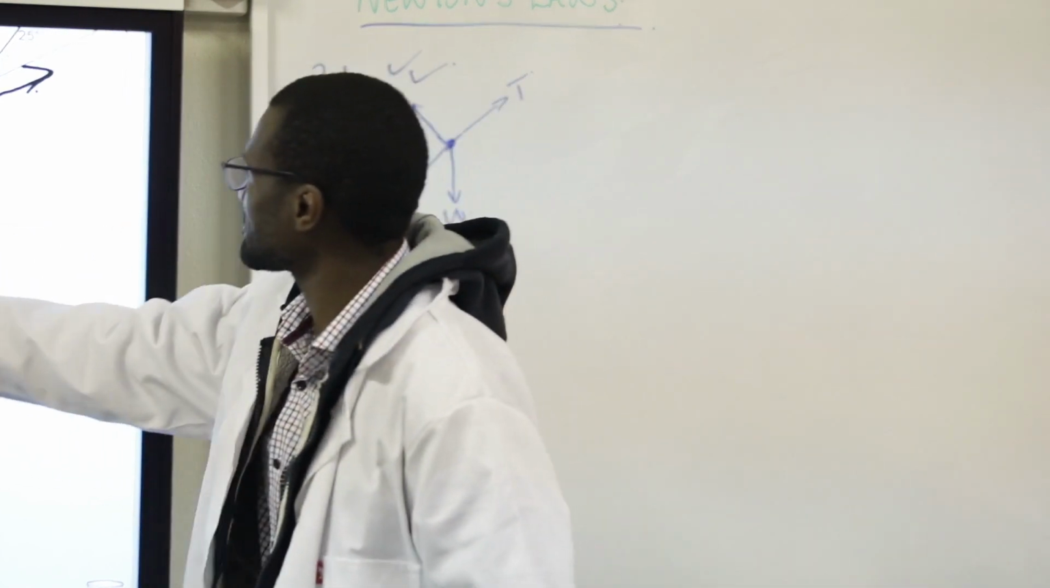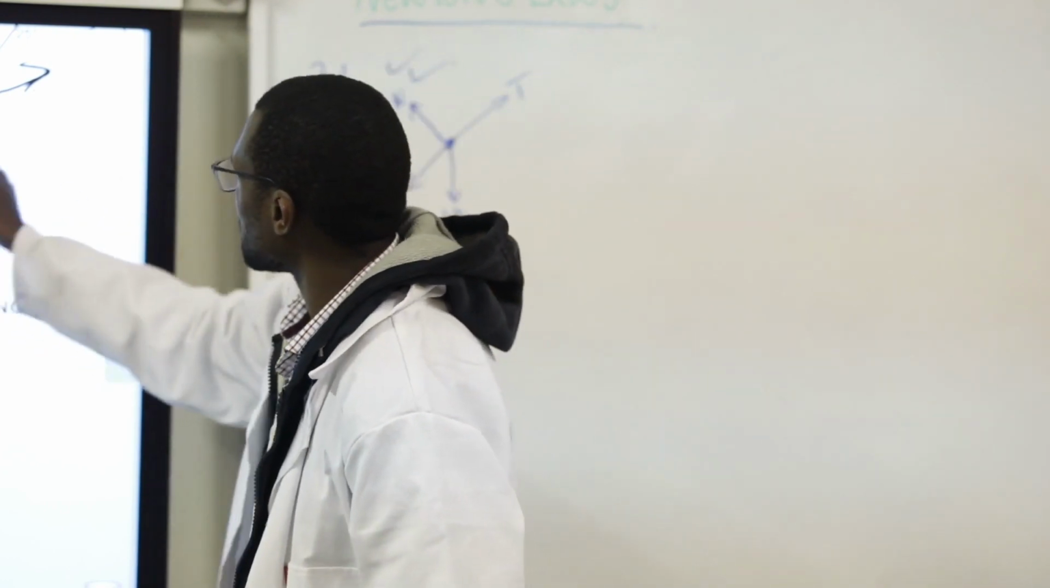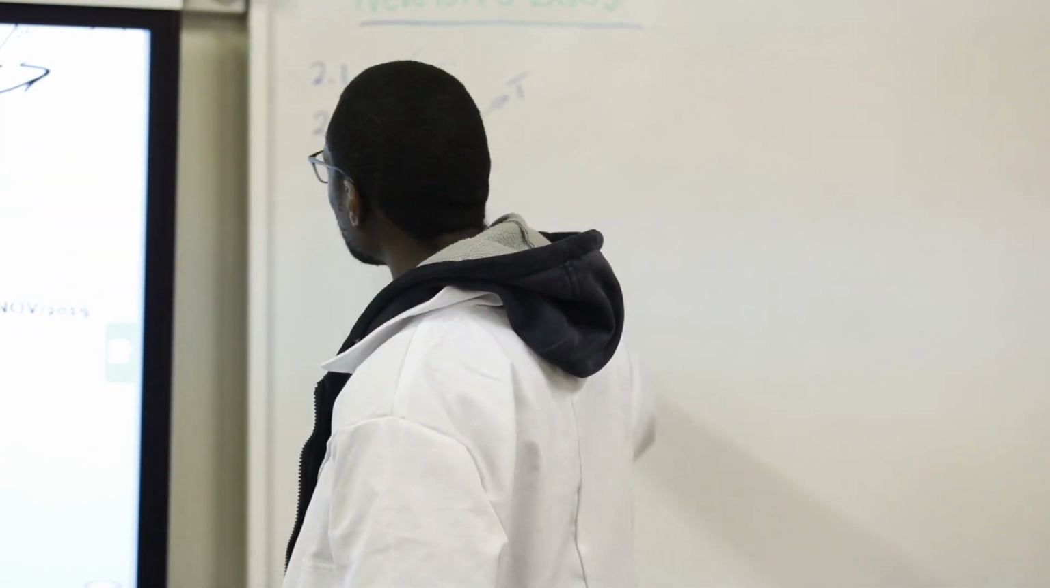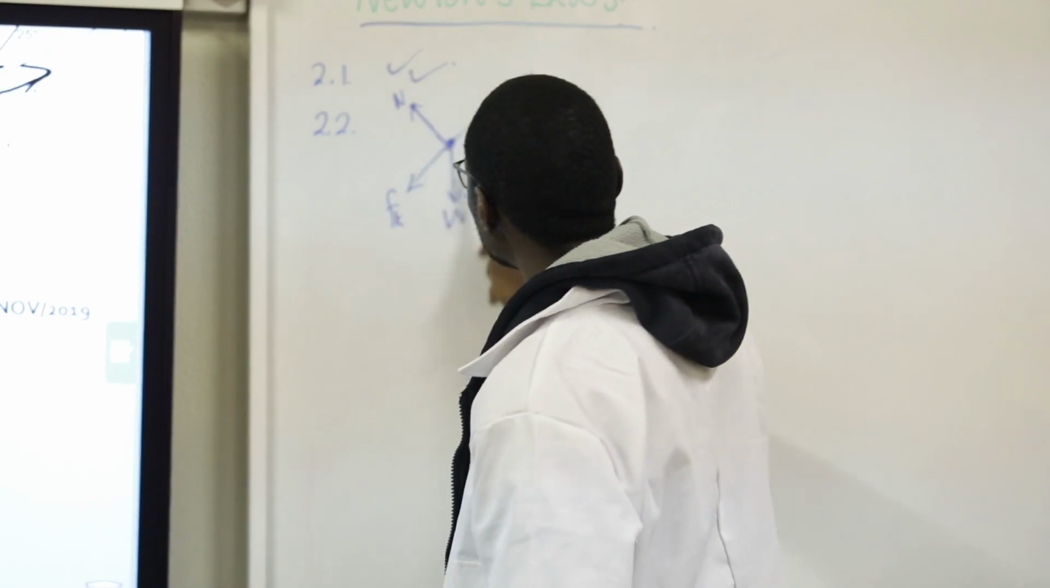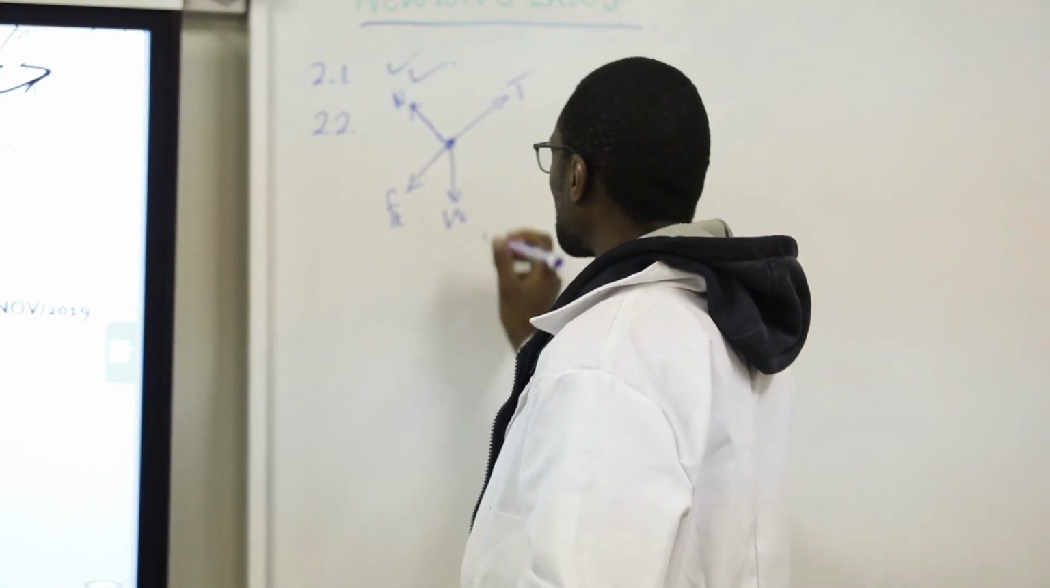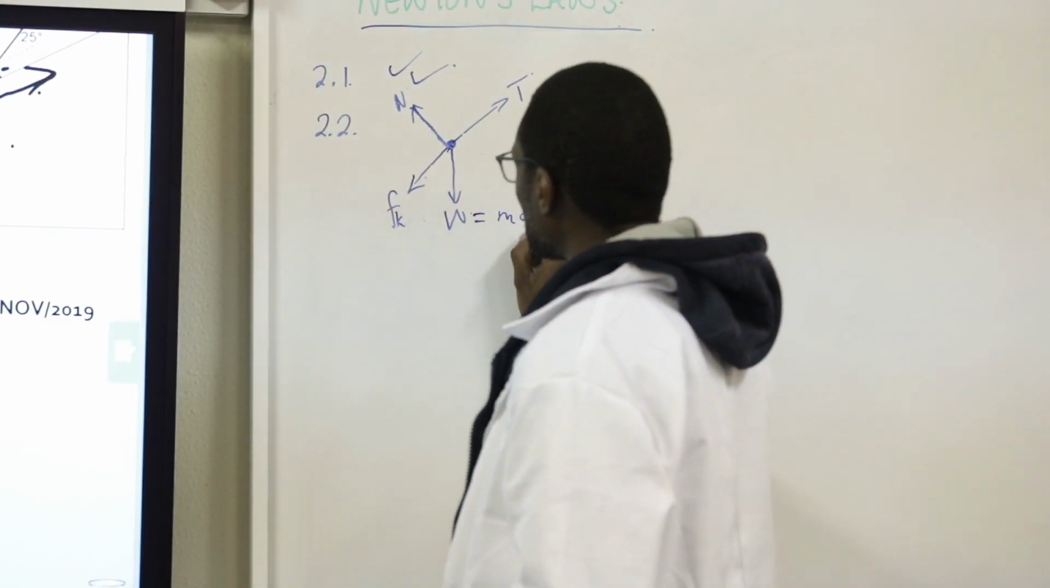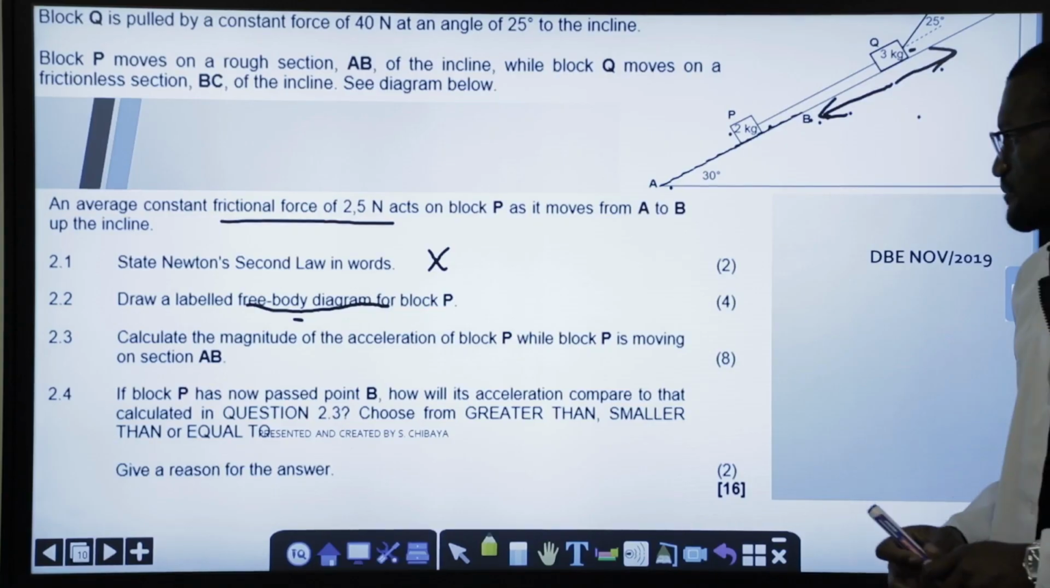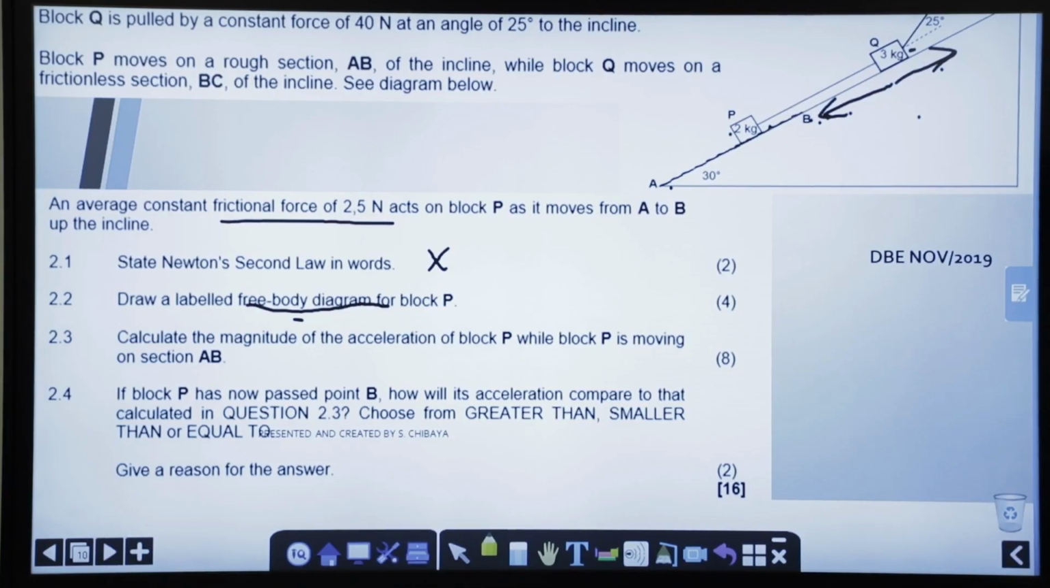So let's look at it quickly. There is friction, yes there is. There is tension in the rope. There is normal force acting perpendicular to the surface. There is the weight, which is equivalent to mass times gravity. That's at the back of my mind as I'm busy working through this question.